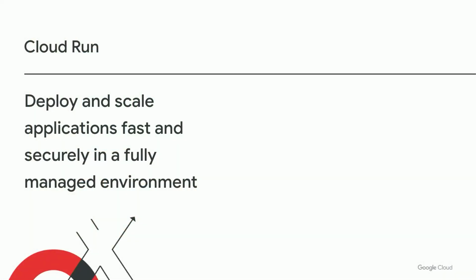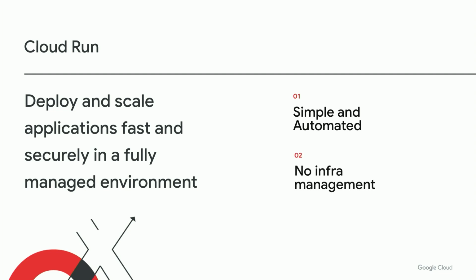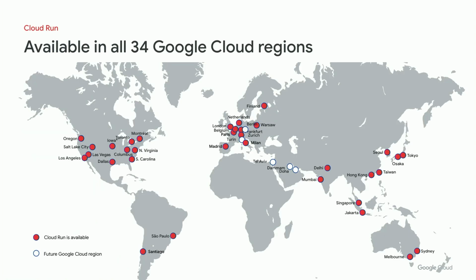Cloud Run allows you to deploy and scale applications fast and securely in a fully managed environment. It is simple and automated. There is no infrastructure to manage, no cluster to worry about, and it allows you to just go faster, to be more productive. The first thing to know about Cloud Run is that it is available in all 34 Google Cloud regions. You can also expect Cloud Run to be present in future GCP regions.